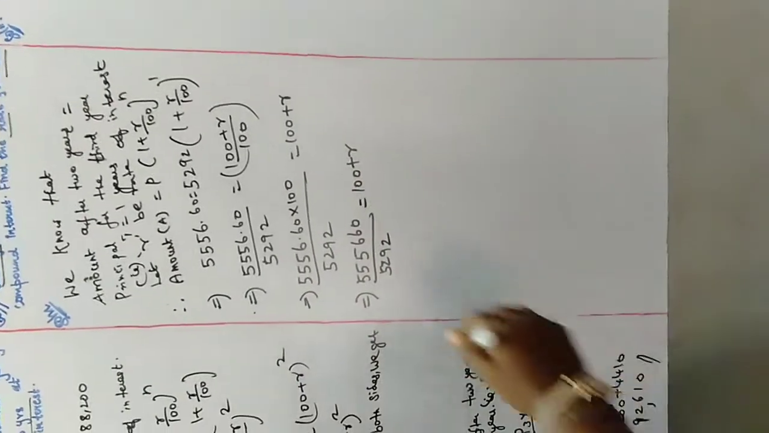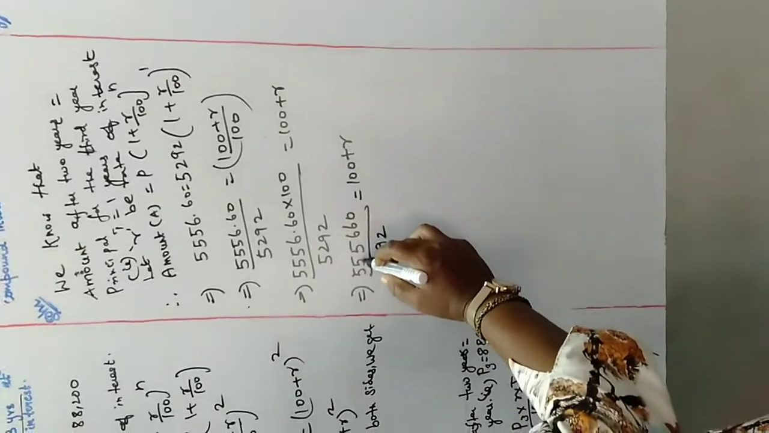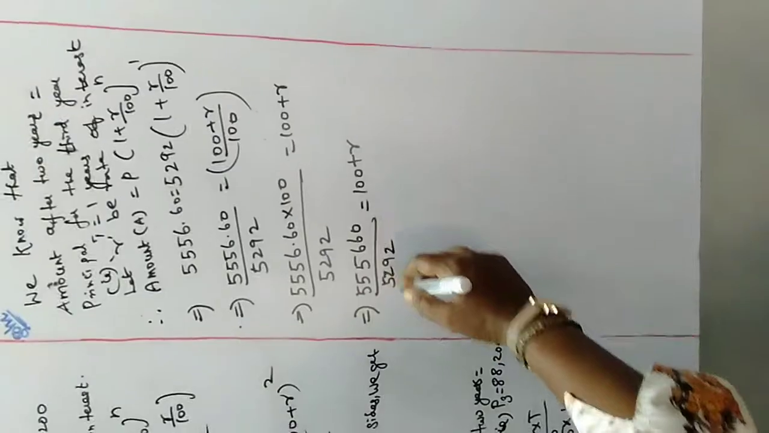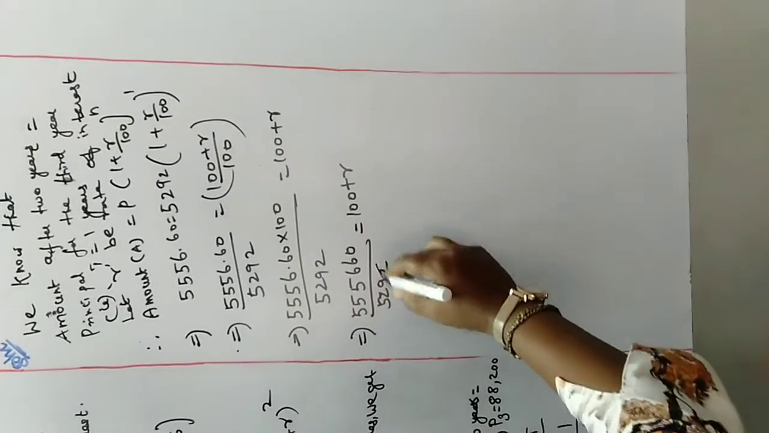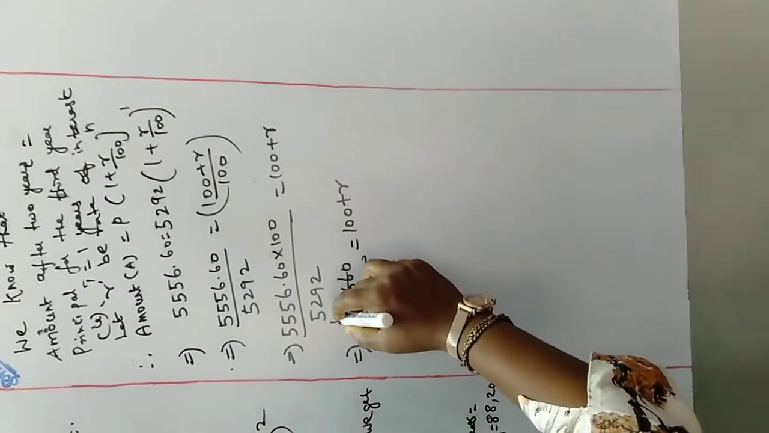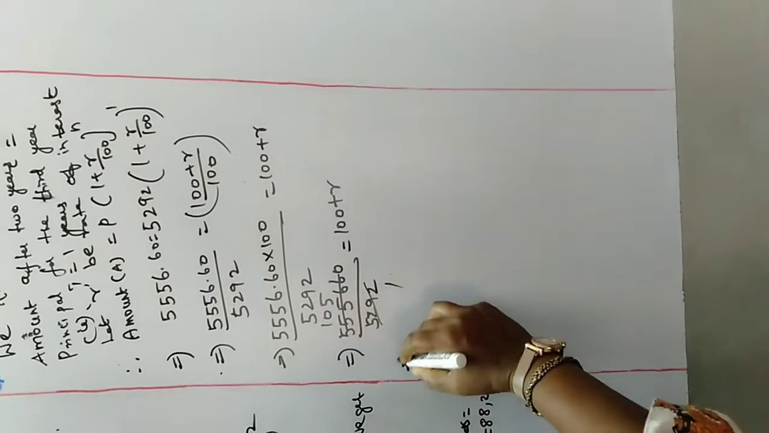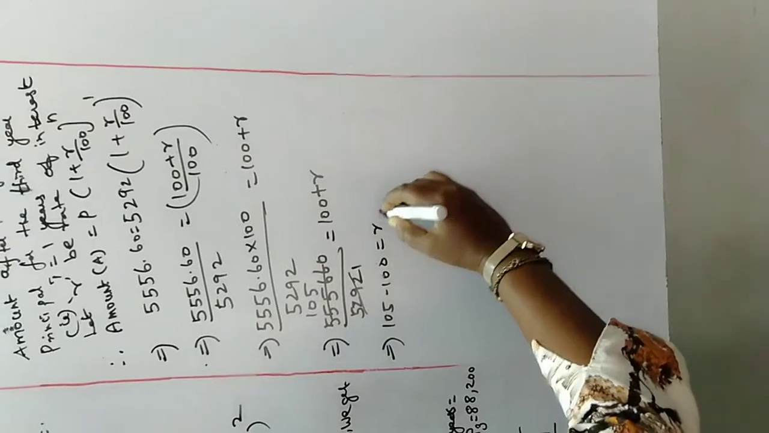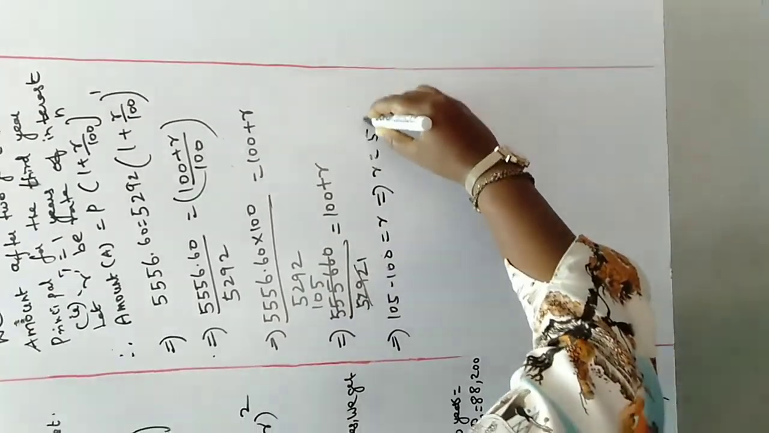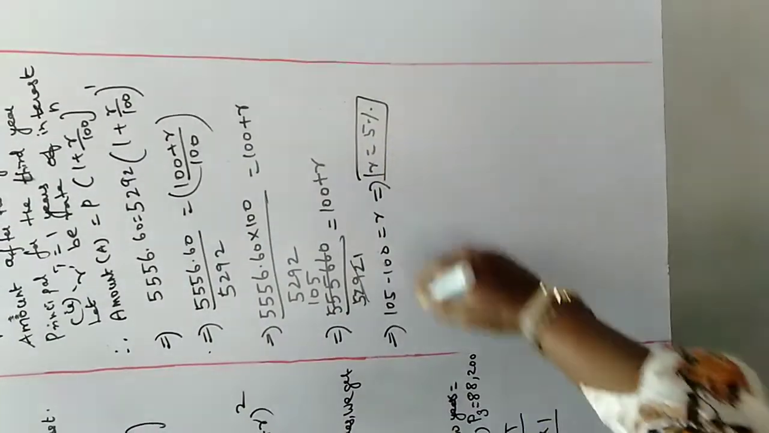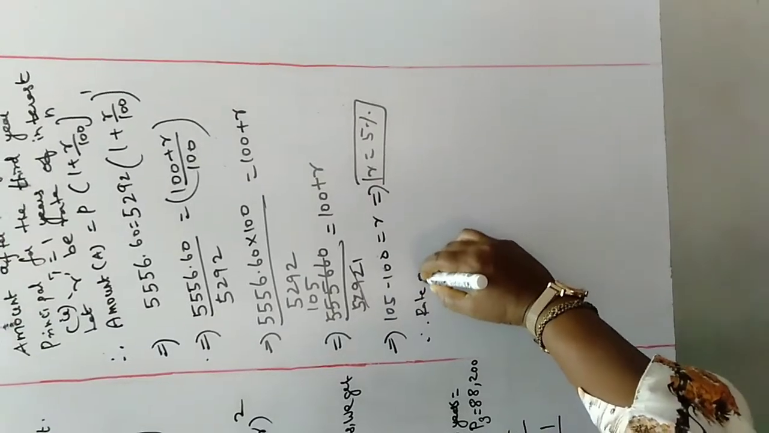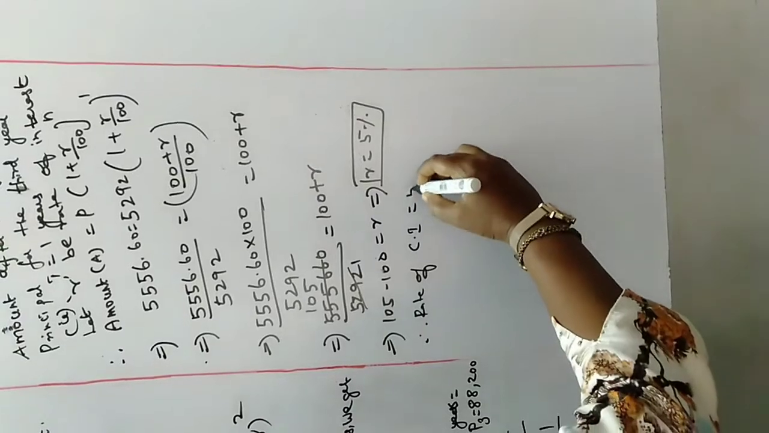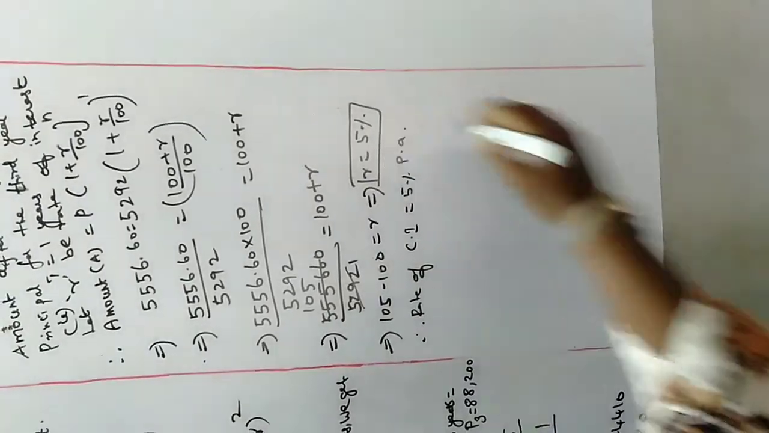Okay. If we divide this 555660 by 5292, right? Okay. So this will become 1 time, this is 105 times. So which implies 105 minus 100 equals R, which implies R is equal to 5%. Therefore, the rate of compound interest is 5% per annum.